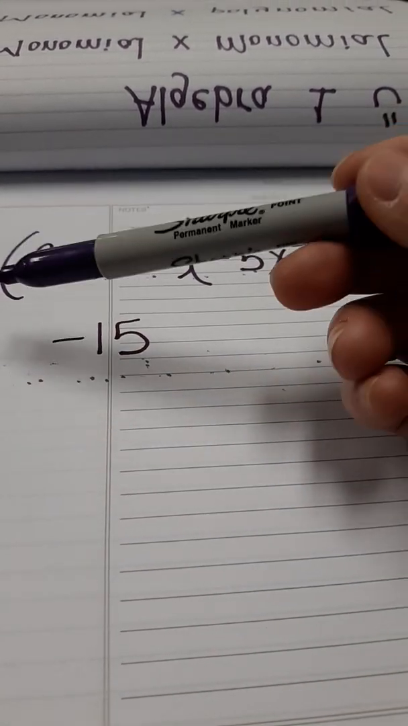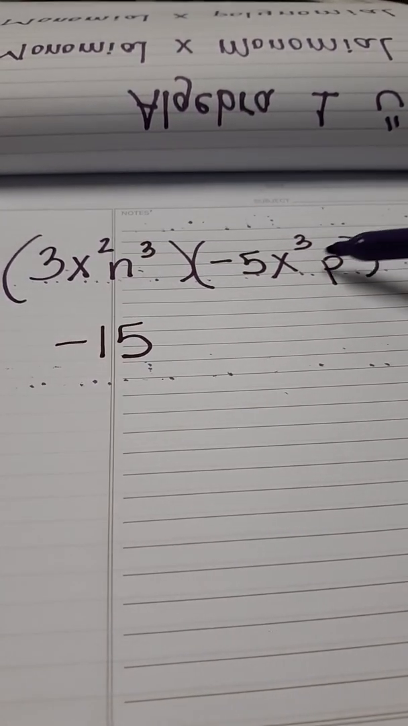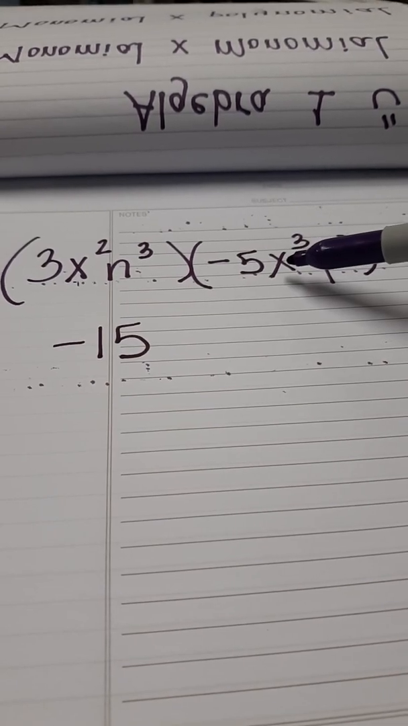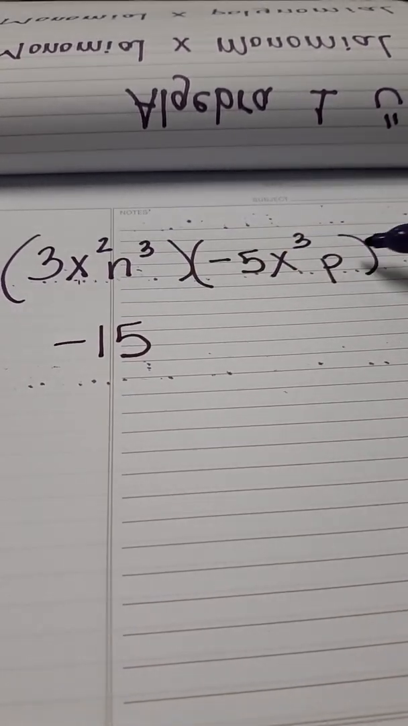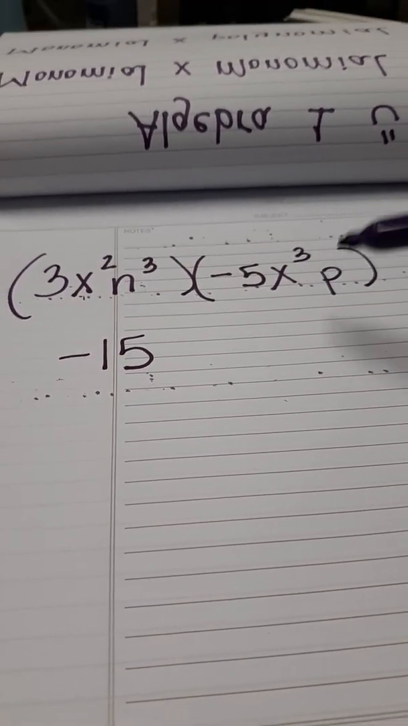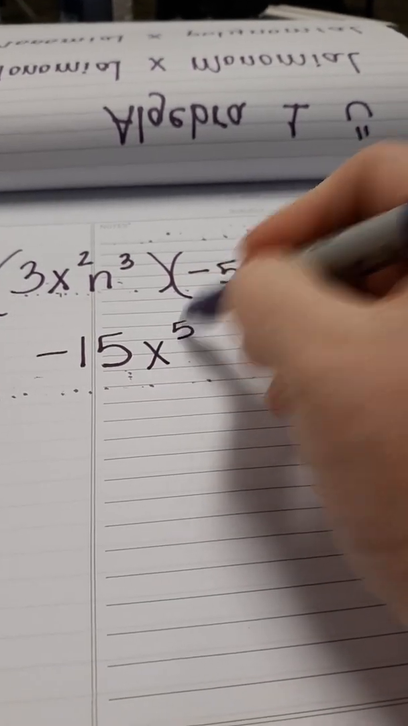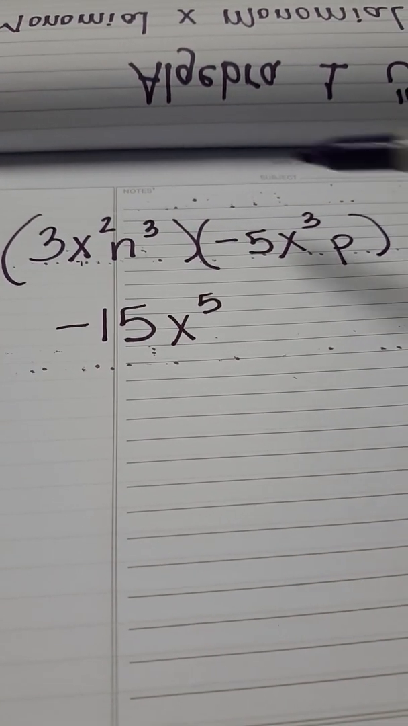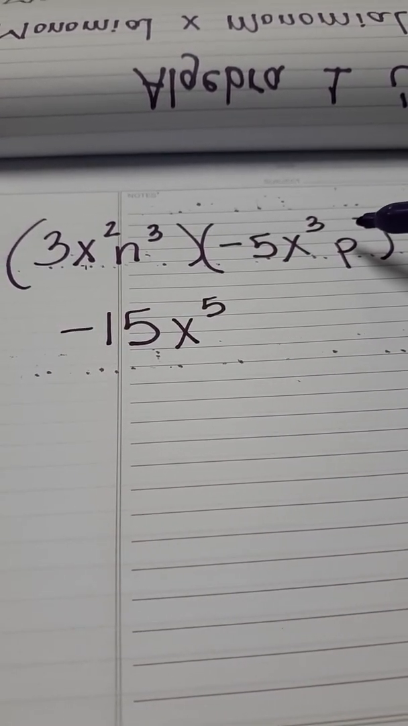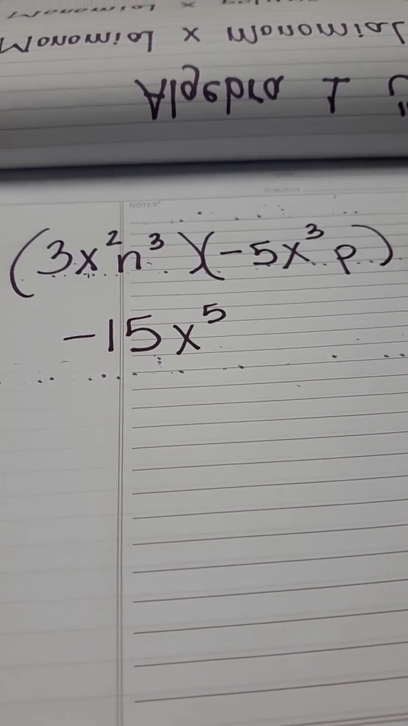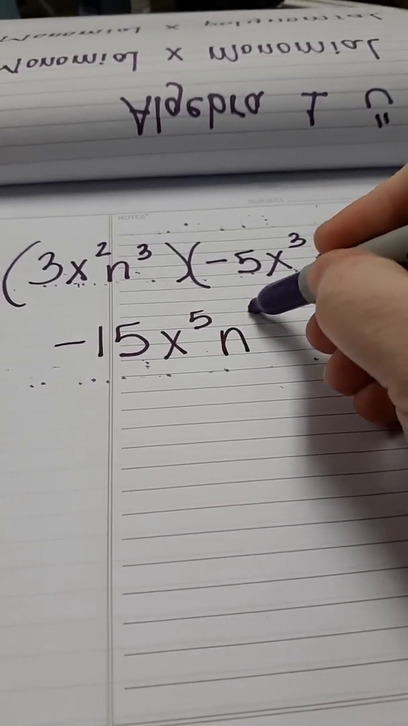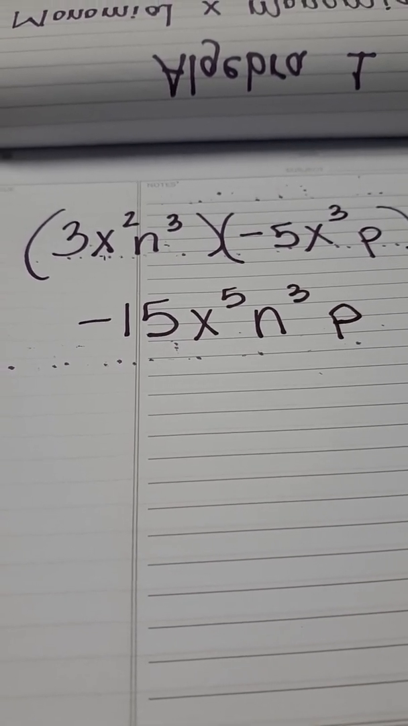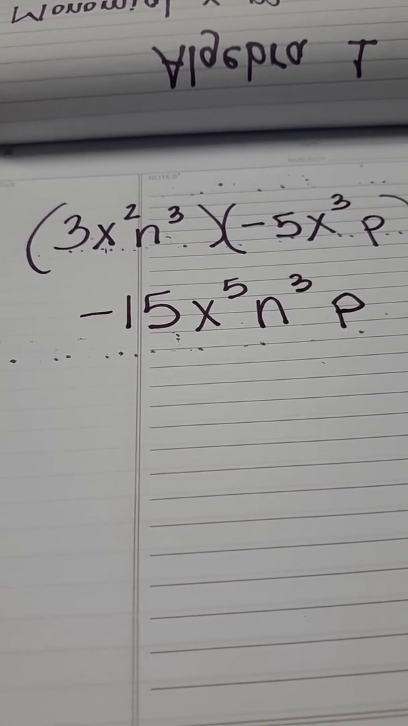And then do one variable at a time. Okay, so I see x's here in both. So combine them. So we got 2 x's here, and we got 3 x's here. So together they make 5 x's. Now here I have n's, and here I have p's. So the n's have nobody to combine with, and the p's have nobody to combine with. So they just are on their own. And there's your answer. Okay, so it's negative 15, x to the 5th, n to the 3rd, p.